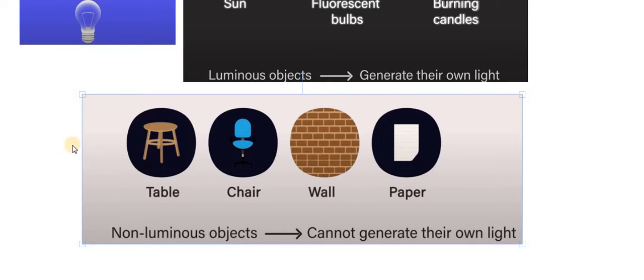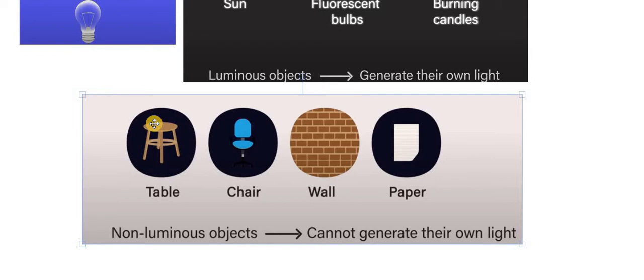We can see an object only when light falls on that object. When light falls on the table, you are able to see or identify the table. When you go to a new place, are you able to identify the things there without light? When you go into a dark room, are you able to see anything? Can you identify the things there? No. Why? Because the light is not falling on those objects, so we are not able to see them.